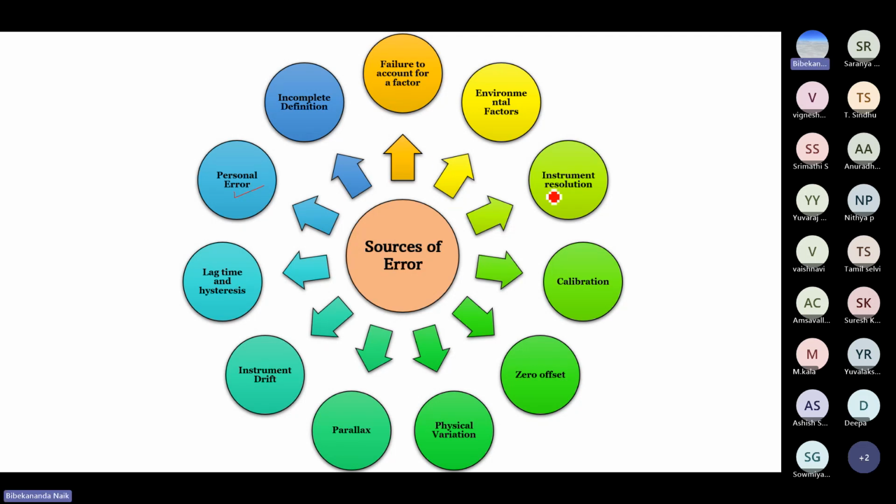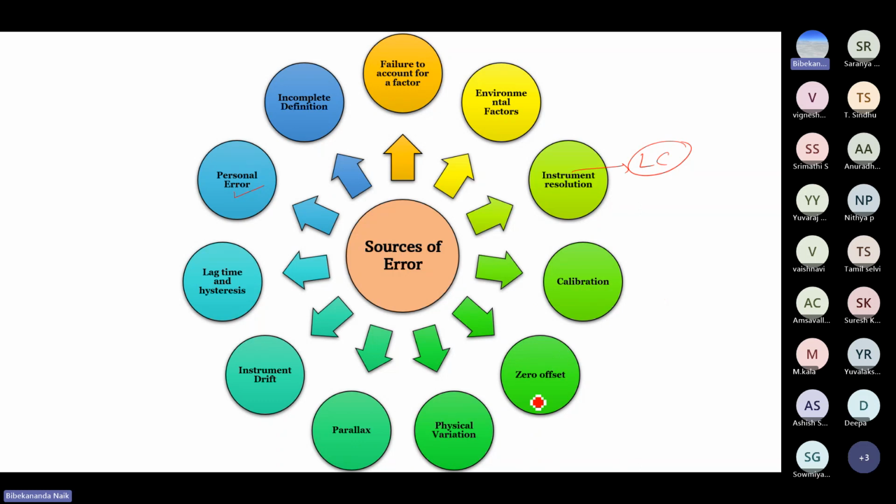Then another is instrument resolution. Instrument resolution means least count. If the least count is more, then there will be more error in the measurement. So that also acts as a source of error. And also, last week we talked about calibration. If the system is not actually calibrated, then the true value is not measured correctly, due to which there will be error in your measurement.